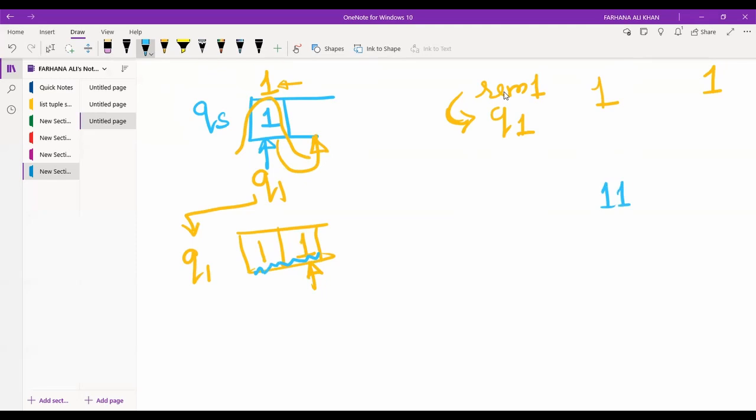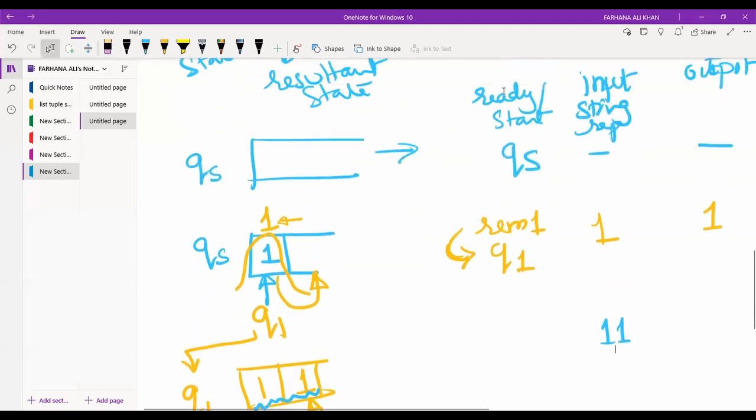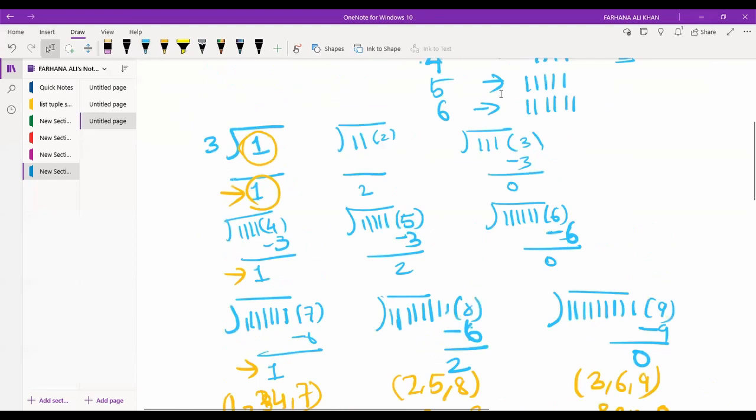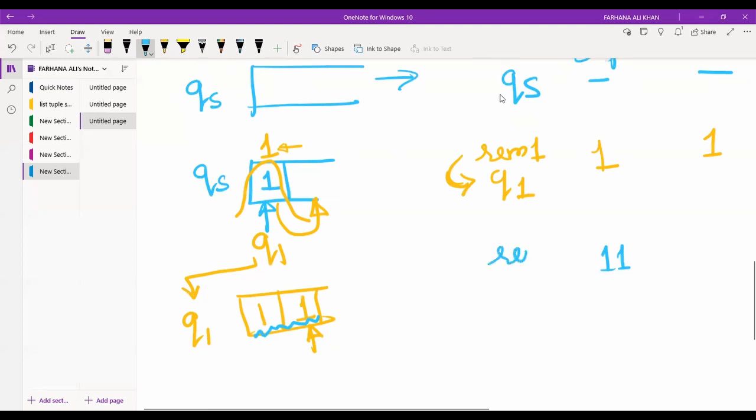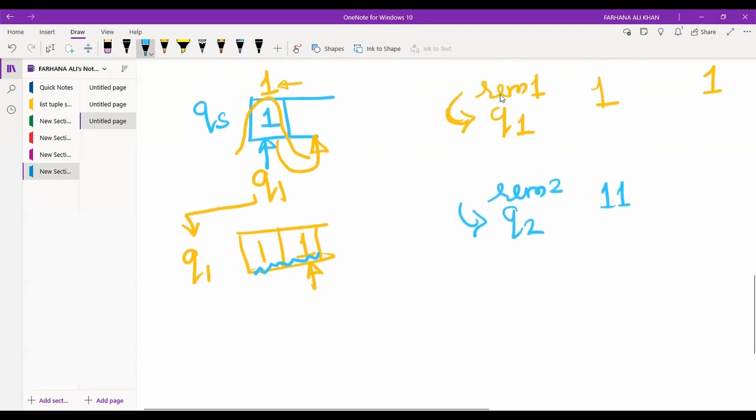Now this string 2, what was the output of number 2? The number 2 is what? It is generating remainder 2. So we write here, it is remainder 2. So we will give one good name in TCS, for example, Q2. So what is the resultant state after reading one more bit in Q1 state? The resultant state is Q2. What was the output of Q2? It is the remainder 2. So I will write remainder 2 here.